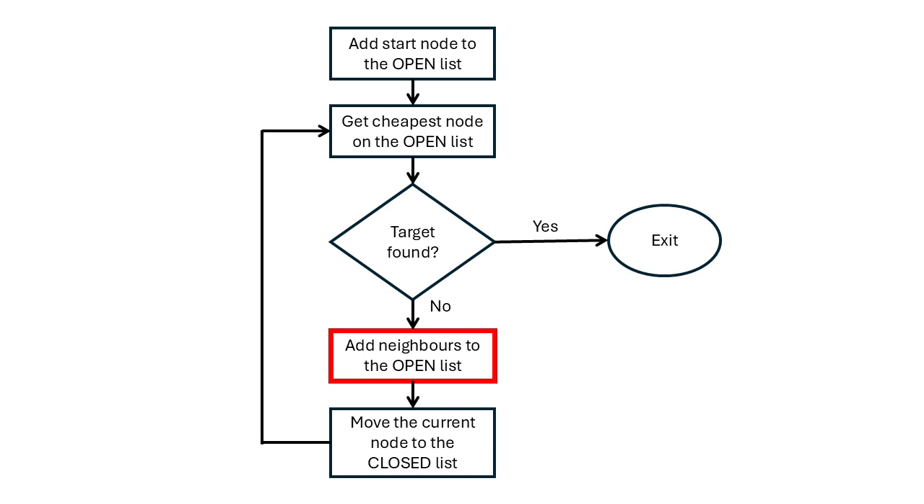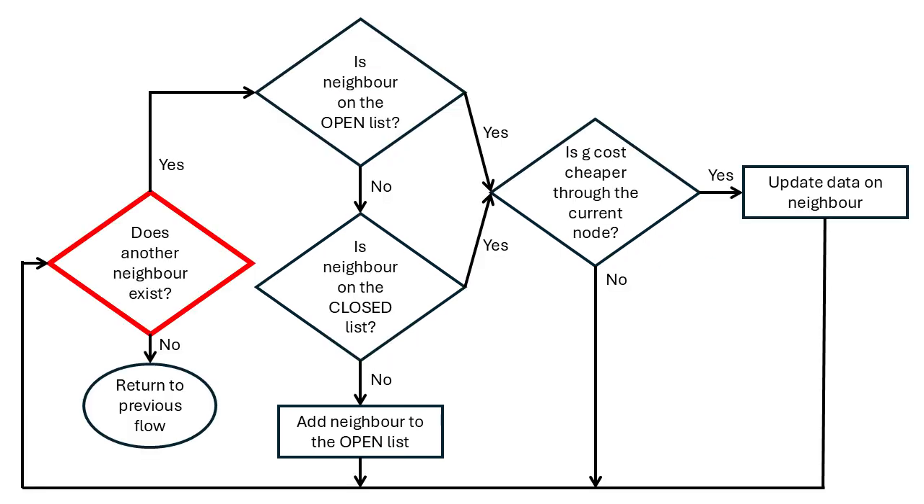To do this, we need to expand them, which is a little more complicated than this flowchart allows for, so let's swap it over for a minute. First, we determine if there are any more neighbours to explore. If so, we need to check if this neighbour is already on the open list or the closed list. If it's on either, we need to check if the new G cost, that's the cost from the start node to this position, is cheaper than the existing G cost. If it is, then we update the existing node's details and loop around to find the next neighbour.